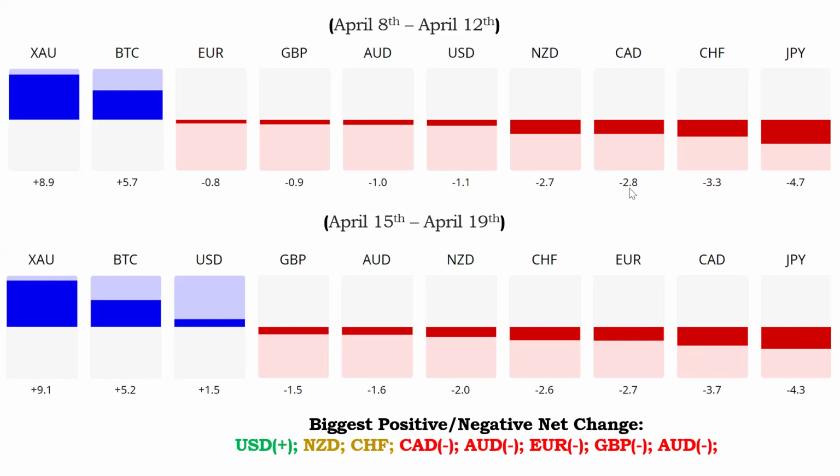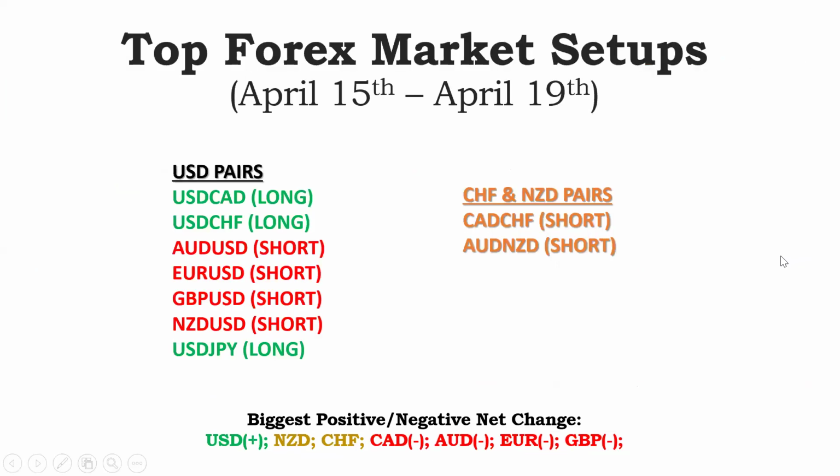Canadian dollar was minus 2.8 the previous weeks, and last week it closed at minus 3.7. A lot of loss in that region. And then the Japanese yen at minus 4.7, last week closing at minus 4.3. So the best pairs I would like to trade is the dollar against the weakest currencies. And then in the mix, I would like to show you the opportunities I see around NZD and the Swiss franc. So what are the best plays for me into the new week?